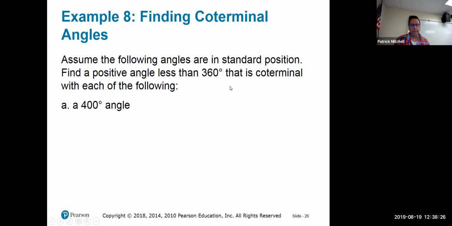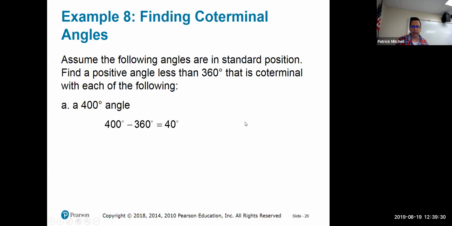A 400-degree angle. They want me to find a positive angle less than 360 degrees, in other words, between 0 and 360, that is coterminal with a 400-degree angle. A 400-degree angle is not that hard to picture. It just means go around the full 360 degrees and then go another 40 degrees. So the way that we do that officially is we subtract 360 degrees as many times as I need to get the smallest positive angle that I can. In this case, that's only once. You do 400 degrees minus 360 degrees, and you get 40 degrees. So a 400-degree angle and a 40-degree angle are coterminal. They have the same terminal side.